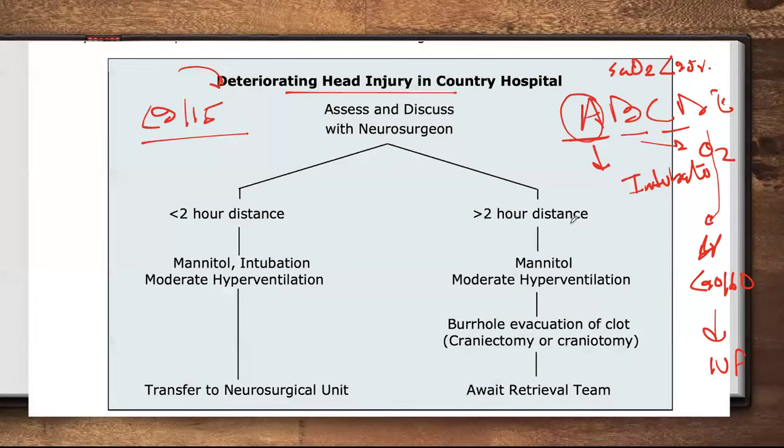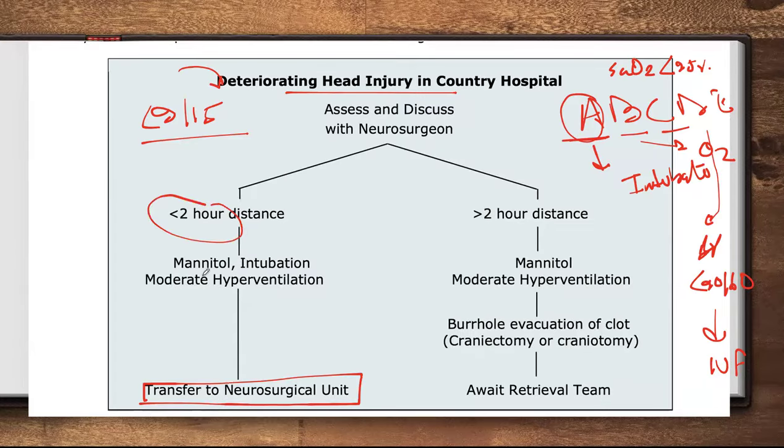Now, coming back to our original question. When we get this kind of deteriorating head injury patient, we look at what's our next step. Can we send this patient to neurosurgery in a tertiary hospital or not? Because this patient needs a neurosurgery team. But the question depends on how long it will take for this patient to get to the nearest neurosurgery. If it is less than 2 hours distance, then we can transfer the patient to the neurosurgery unit. The transfer will be by air ambulance, not by road.